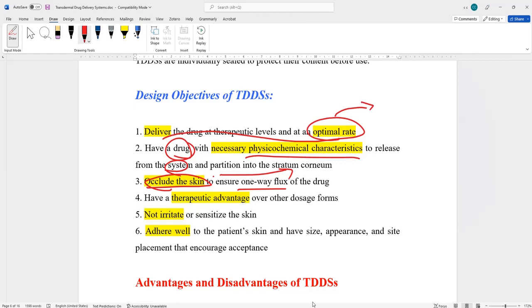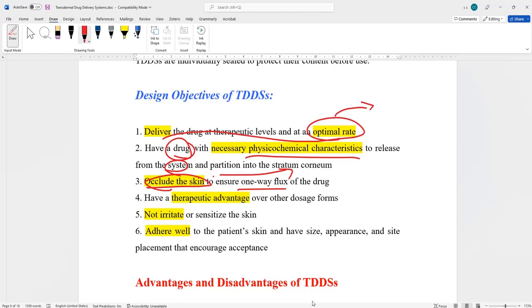Also, one of the desired things is that when you do a transdermal drug delivery system and you want to sell it to people, you should have an advantage. You should tell them, well, take this transdermal, it's better than taking, for example, an oral tablet. You have to tell them like this. So there should be a therapeutic advantage over other dosage forms. What is the advantage? Okay? Otherwise, people will not buy it.